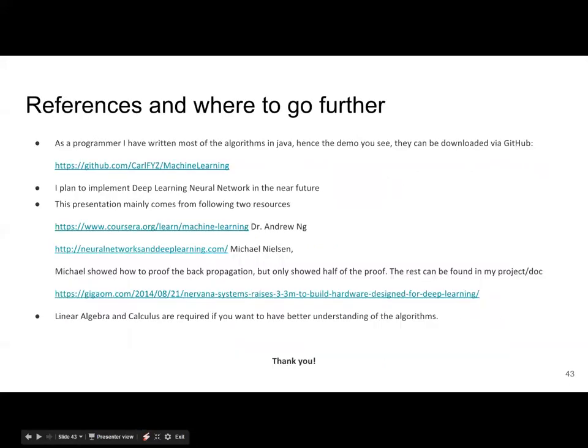So actually that's it. I'll mention a little bit of reference and where to go deeper. All the programs I have shown you can be accessed from GitHub. There's a link. I haven't implemented the deep learning yet. I plan to do it in the future. The presentation comes from the following three sources. The second one has a very nice proof of backpropagation, but he only gives half of the proof. The rest can be found in my project here. If you would like to study the math behind it, I think linear algebra and calculus are required.